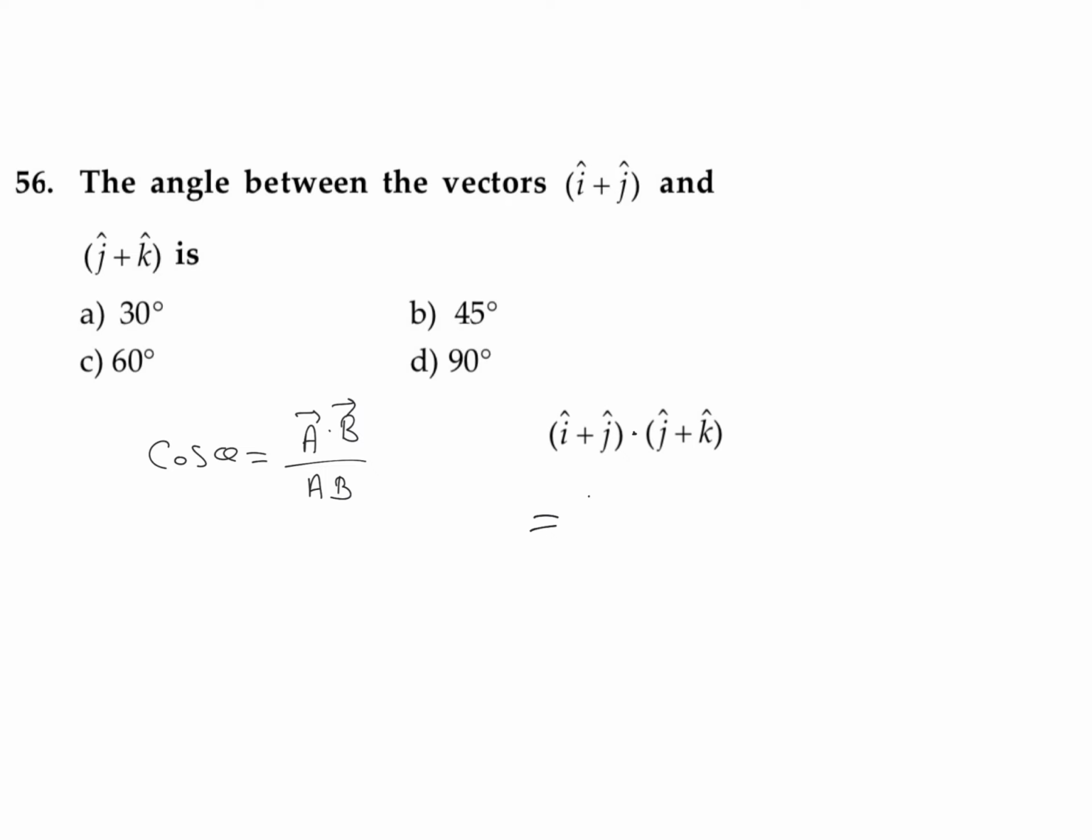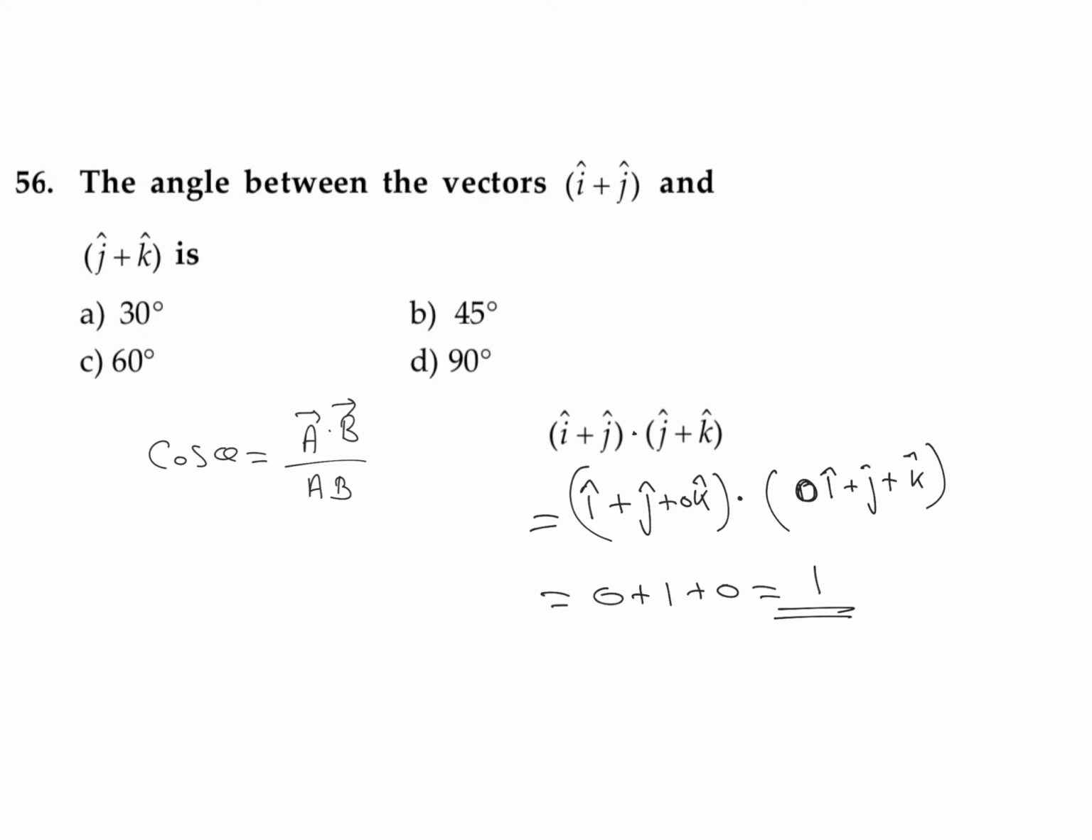So I'm just writing it in elaborate form, that is i cap plus j cap plus 0 k cap is the first vector, dot the second. The i cap over here is 0, that means its x component is 0, so we can write 0 i cap plus j cap plus k cap. So we can say that 1 into 0 is equal to 0. Then 1 into 1 is equal to 1. Then 0 into 1 is equal to 0. So we'll get the value of this dot product as 1.